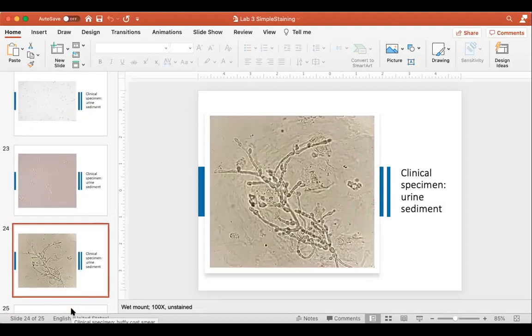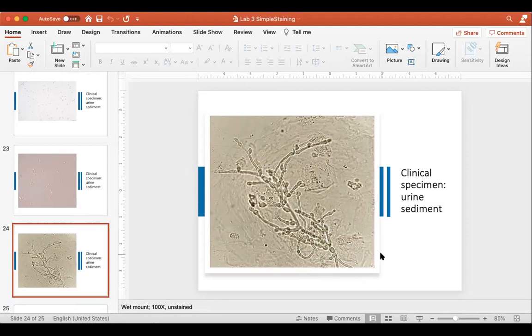Here's another one, just an interesting case. This is also urine sediment. This is a wet mount. We're under the oil immersion lens, no stain. What do you think this is? Have you seen this before? Did you see this the other day with me? Is it yeast? Yeah, this is a fungus. Yeast. And it's budding. The yeast cells are budding off of the hyphae.